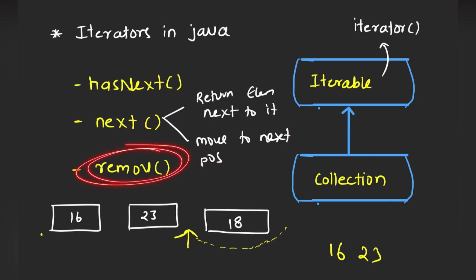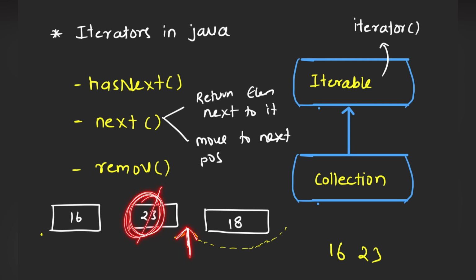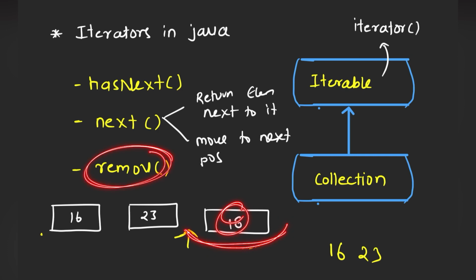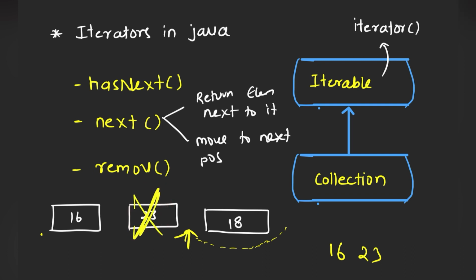Now comes remove. How does remove basically work? Remove basically removes the element which is previous to the iterator. Which is the element previous to this iterator? 23. So it will simply remove 23. But the point is, in next, it used to return the element next to it and move to the next position. But in remove, we cannot move to the next position. It simply removes the element which is previous to it. So it simply removes the 23 and it will still remain at this position. Right, let me remove it.